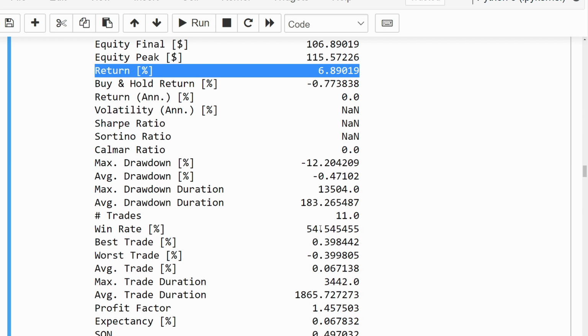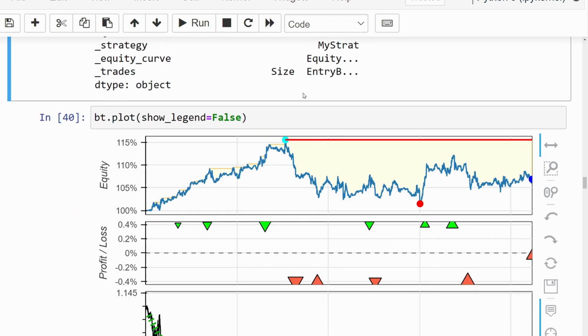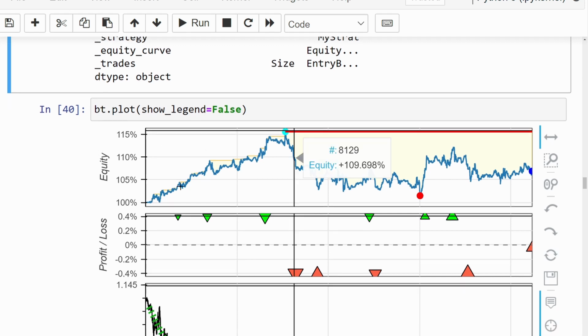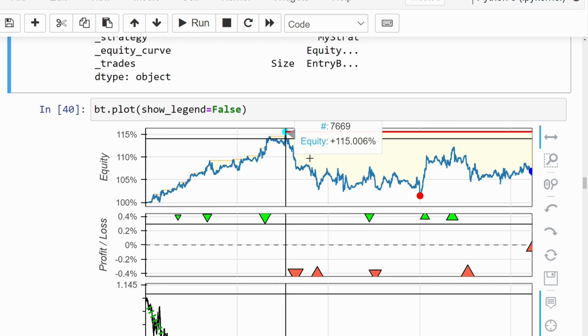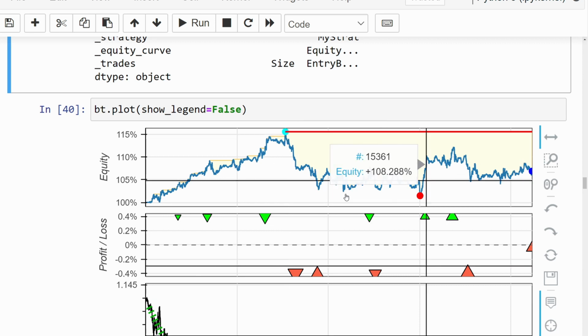The win rate is around 54%, which is not bad. It's a good win rate. And the maximum drawdown is around minus 12%, so it's also something that is not very bad. But the equity plot, if we look at it, we have some wins in the first third of the month, let's say, and then we have a drawdown, we have a loss, and it's not as spectacular as we would like it to be.